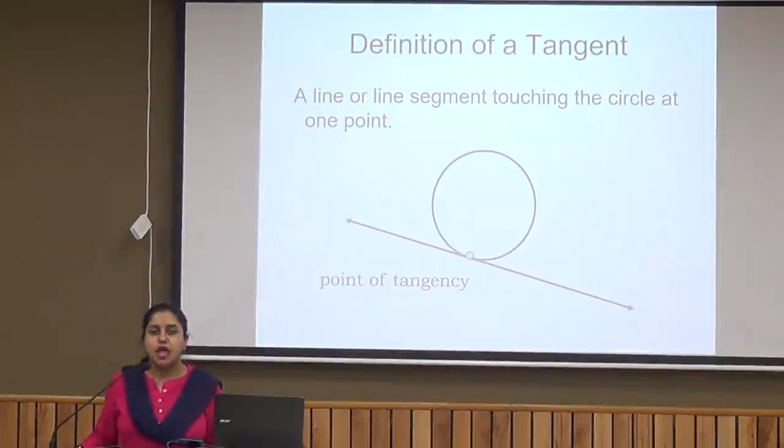A chord has its endpoints on the boundary of the circle. A secant is something which is passing through the circle, intersecting the circle at 2 points. And a tangent is something that is touching the circle. It's a line or a line segment touching the circle at exactly 1 point. And this point is also known as the point of tangency, or the point of contact.